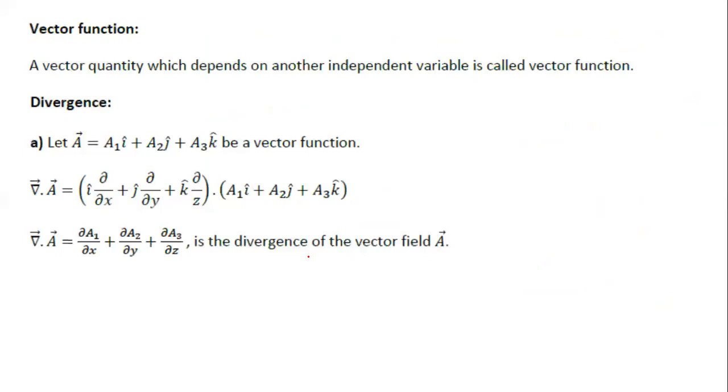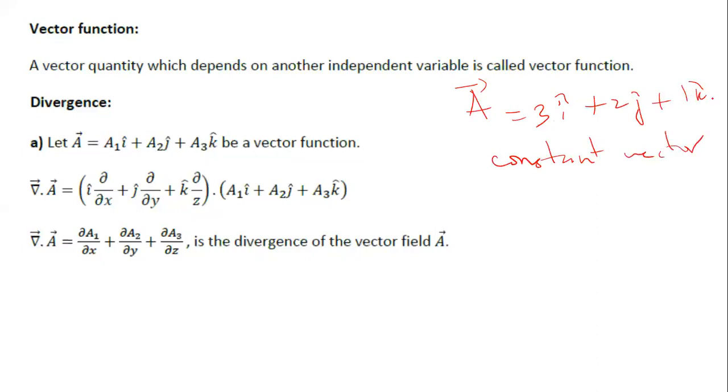Okay, now I think if we continue our lecture, the thing will be more clear to you. Now let's talk about the vector function. Suppose you have a fixed vector like 3i plus 2j plus 1k. This is a constant vector. It is a vector quantity, of course, but it has a fixed magnitude, 3 square plus 2 square plus 1 square. You can find out the magnitude, right?